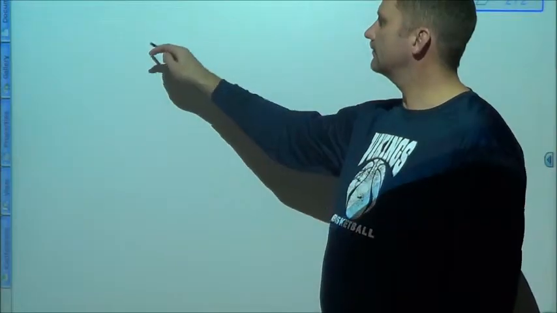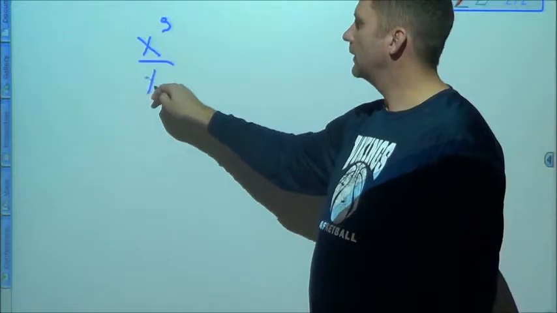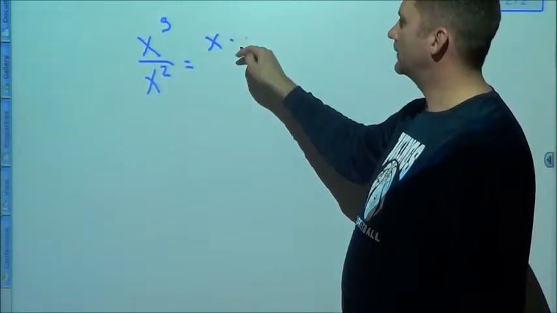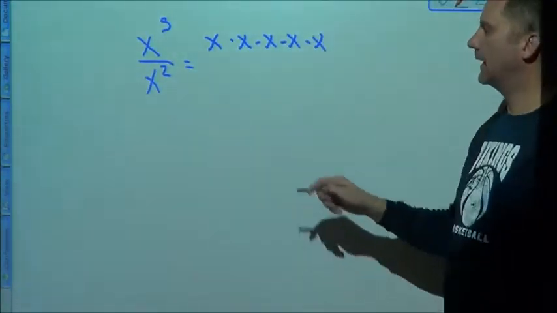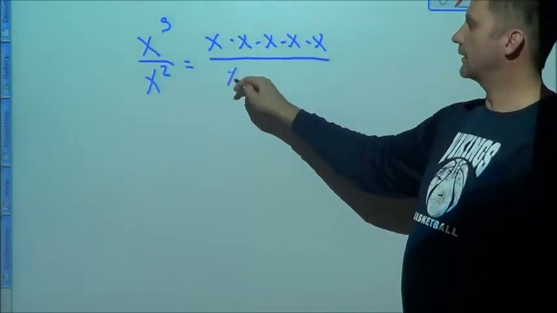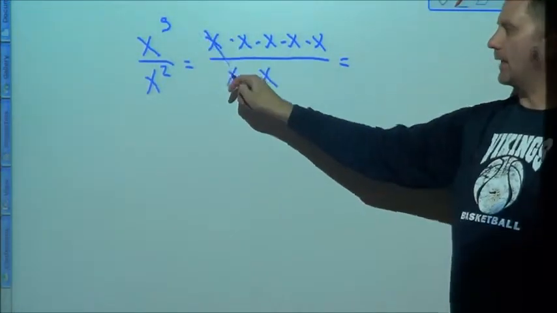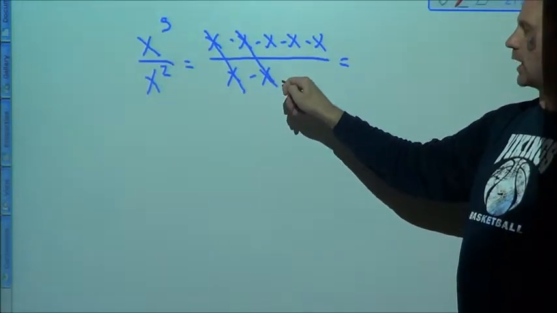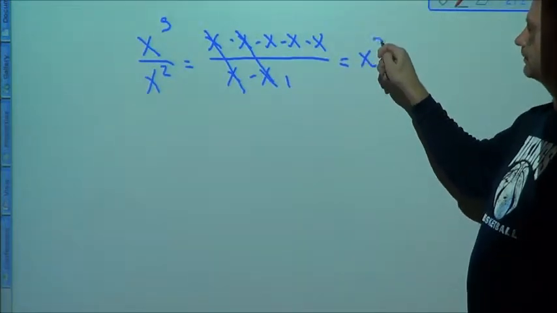If you take x to the fifth divided by x to the second, well, x to the fifth is x times x times x times x times x. X to the second is x times x. So you can reduce this down: this x divided by that x is 1, and this x divided by that x is 1. So what's left on the bottom is just 1. What's left on top is x times x times x, which is x to the third.